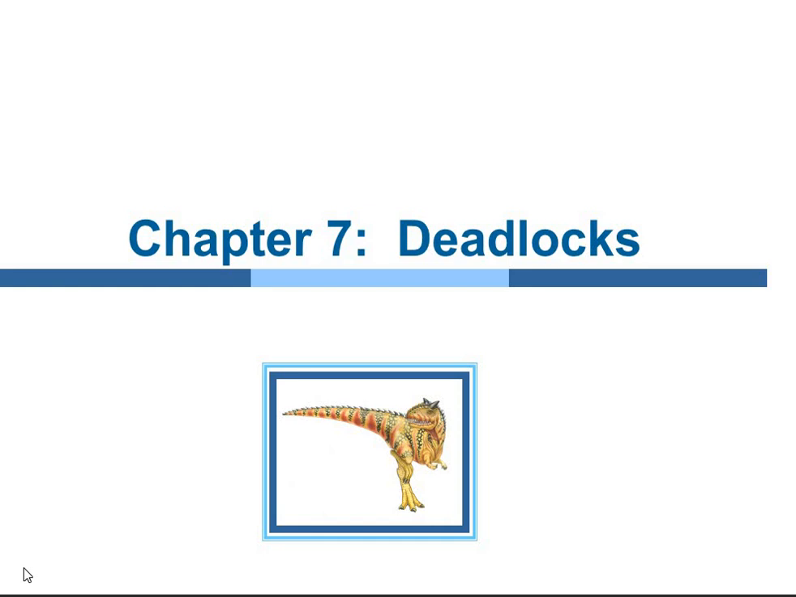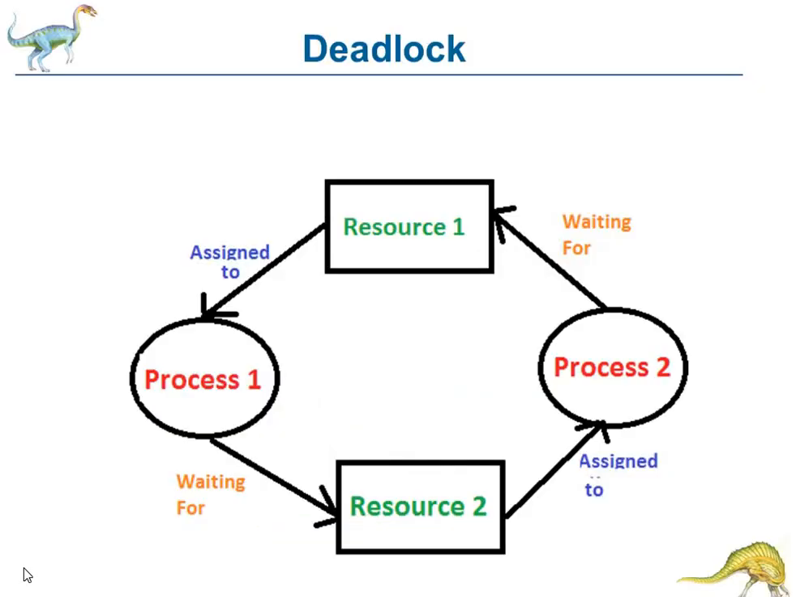Today we discuss deadlock in OS. In an operating system, deadlock is one of the important concepts of process management. What do you mean by deadlock? Deadlock is a situation where a set of processes are blocked because each process is holding a resource and waiting for another resource held by some other process.